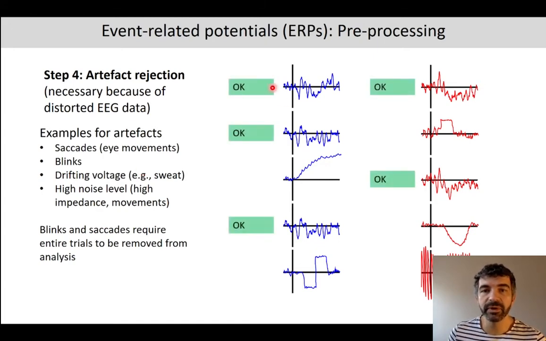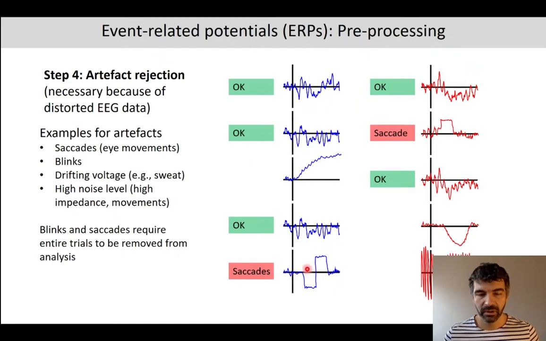so these trials would be okay, there doesn't seem to be any noise here, but then saccades would be something like this. You can see this typical step function. So here a person is looking to the left and then to the right. Here it's just to the right. And this is problematic because at this point we can't really use the EEG data. We don't know what's going on in the brain. This is really just an artifact induced by the eyes being a dipole. So we would get rid of these.